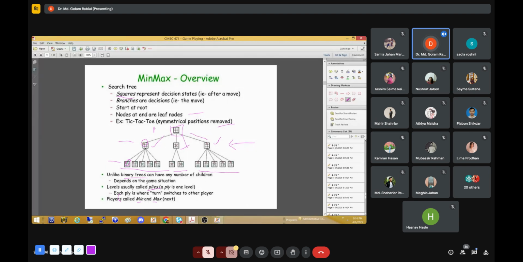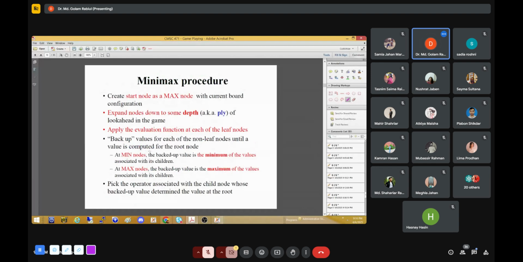Okay, so that means this stage is the max play and then this stage is the min play. Okay, so this is called the minimax overview. Then what is the minimax procedure? The minimax procedure is a minimax algorithm. So in that case, create a start node as a max node with current board configuration. So you have to think about the start node as the max node.